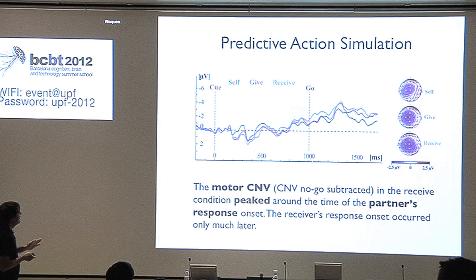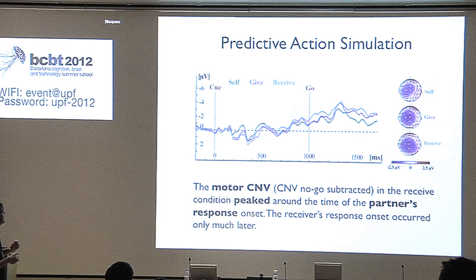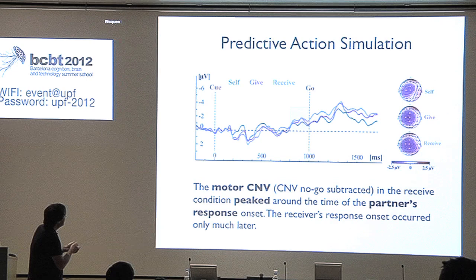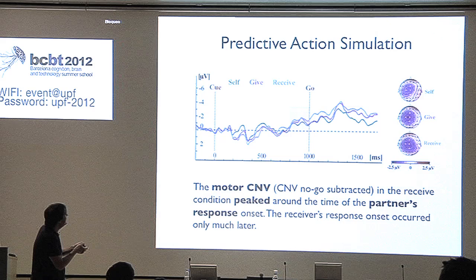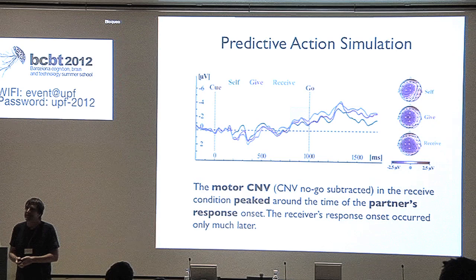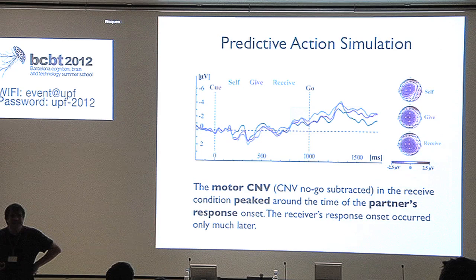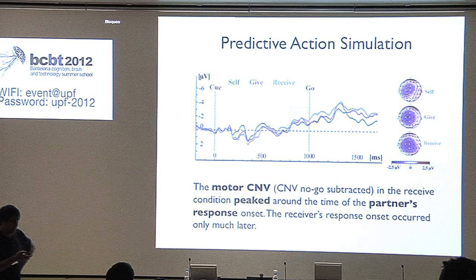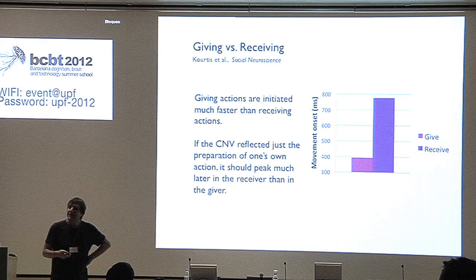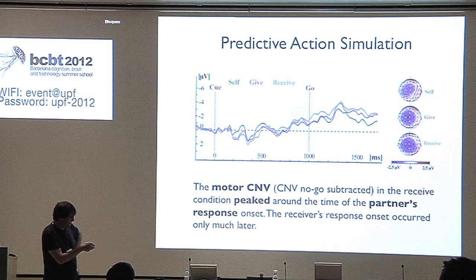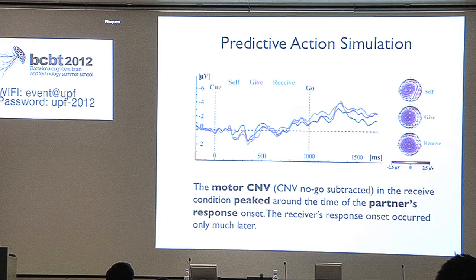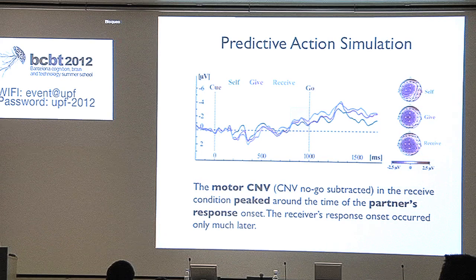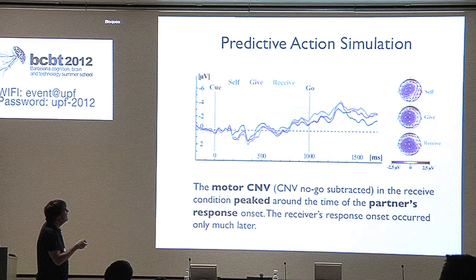Now let's look at the joint condition. The green one is when the person just does it herself. In the second case, the give condition, that's the violet line, it looks the same as the green. You can see that it rises until the person initiates the giving action. Now the stunning finding I find is that exactly the same happens in the person who is receiving the object. Remember that this person initiates her action only 400 milliseconds later. So it's impossible that the peak here is related to the receiving person's own action. The only thing it can mean is that there's as much motor activation in the receiver, who is not performing an action here, as in the giver.